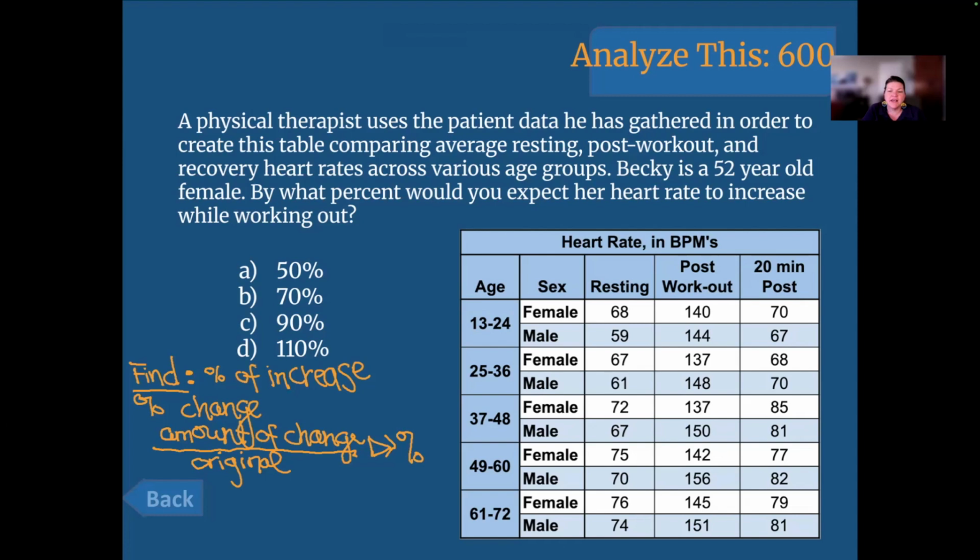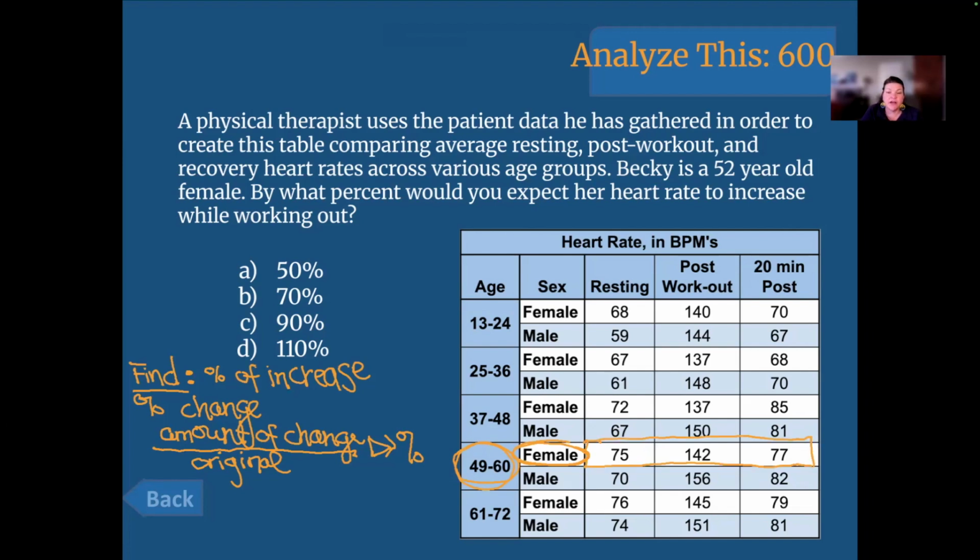My goodness, this whole table is overwhelming. There's a lot going on. Can you help me narrow down what numbers I should even be looking at if Becky is a 52-year-old female? First of all, the age group between 49 and 60. Beautiful. And then she's female. So, yes, for sure. We've got this row here with the 75, the 142, and the 77.